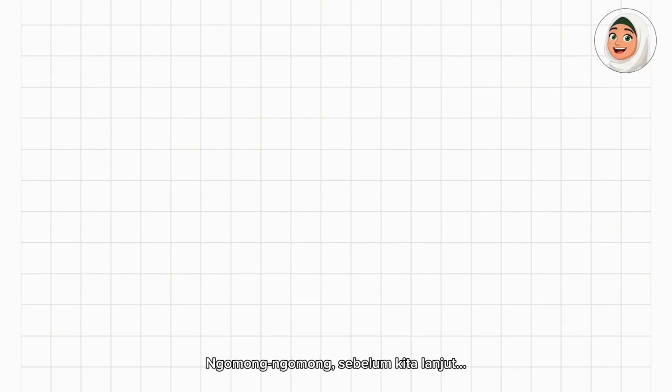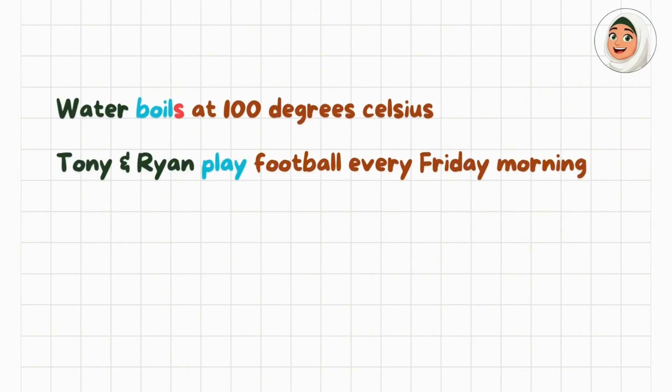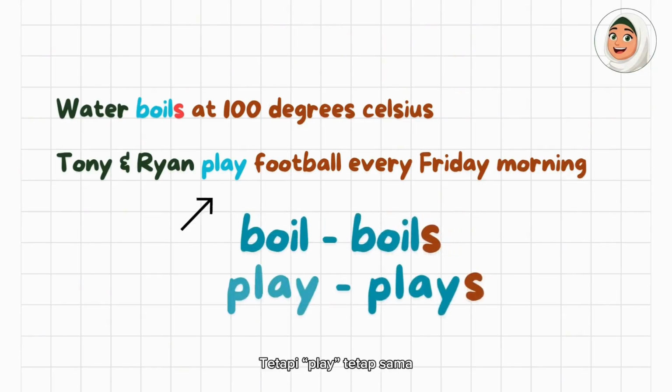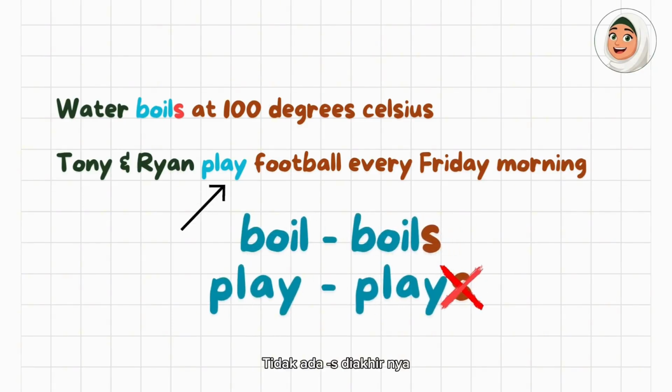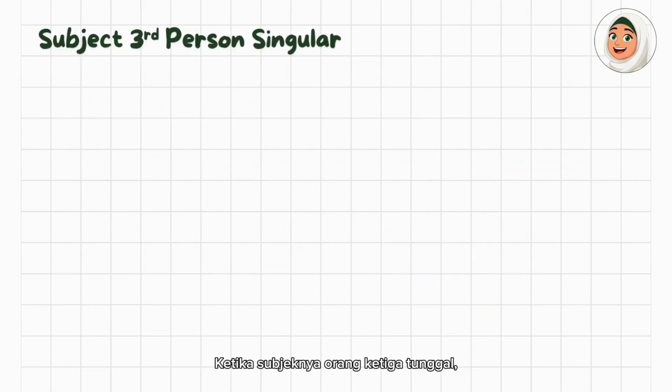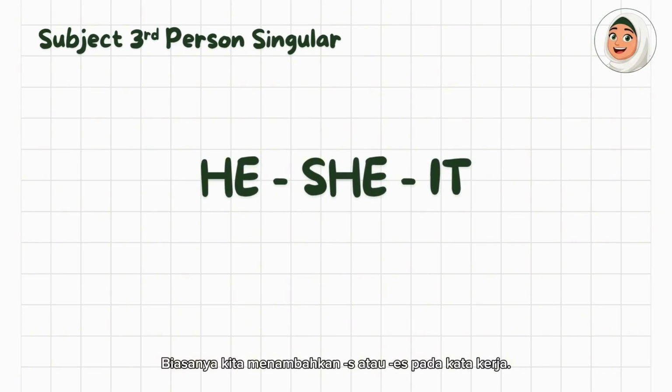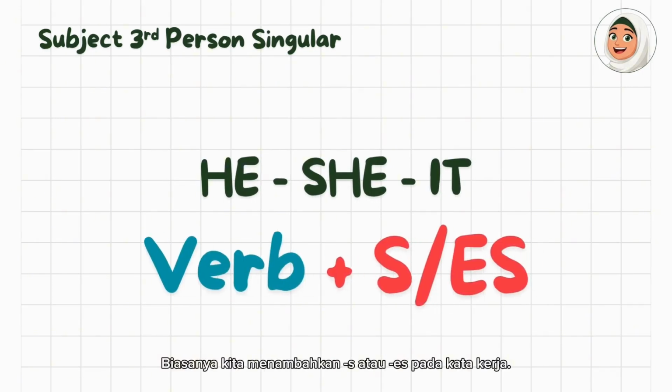Before we move on, did you notice something about the verbs in those sentences? Sometimes the verb changes a little. For example, boil becomes boils, but play stays the same, no S at the end. So, why does that happen? Well, in the simple present tense, we often need to adjust the verb, and here's the rule. When the subject is third-person singular, like he, she, or it, we usually add S or ES to the verb.